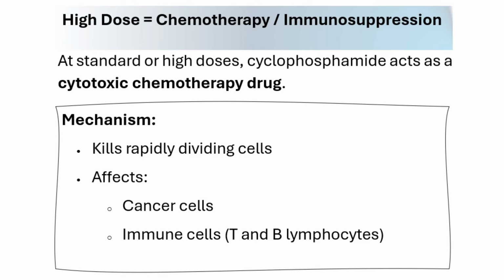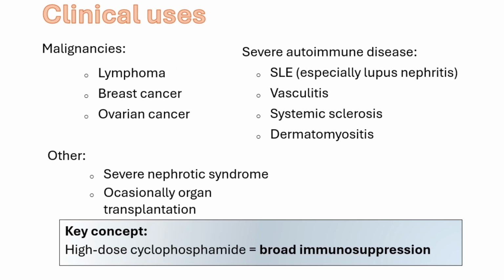At standard or high doses, cyclophosphamide acts as a cytotoxic chemotherapy drug. Mechanism: kills rapidly dividing cells. Effects: cancer cells, immune cells, T and B lymphocytes. Clinical uses: malignancies, lymphoma, breast cancer, ovarian cancer, severe autoimmune disease, SLE, especially lupus nephritis, vasculitis, systemic sclerosis, dermatomyositis, other severe nephrotic syndrome, occasionally organ transplantation.